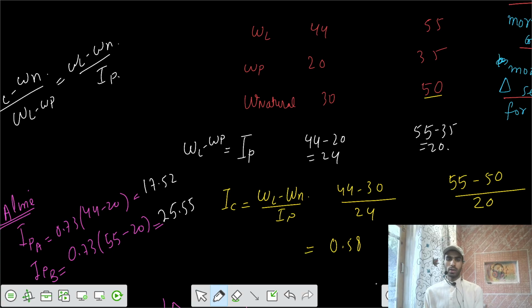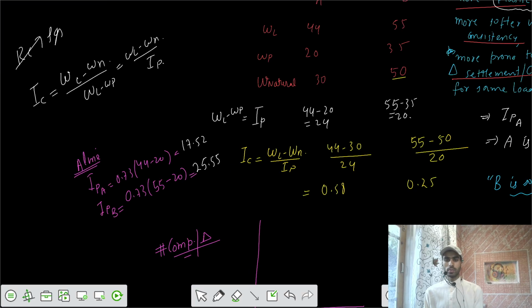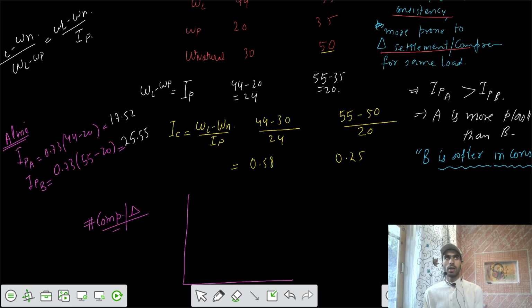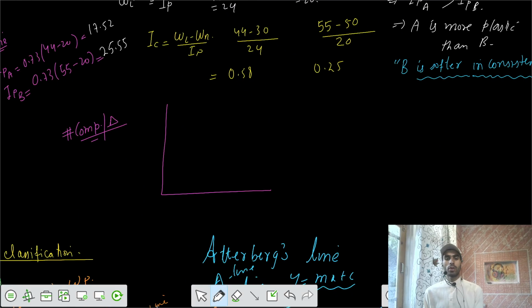Now we need to compare based on the value of the A line, whether your soil is below the A line or above the A line. If your soil is above the A line, we can say that the soil is clay.